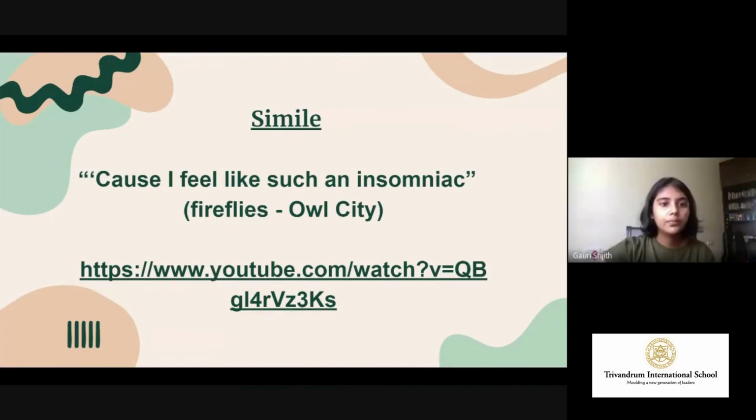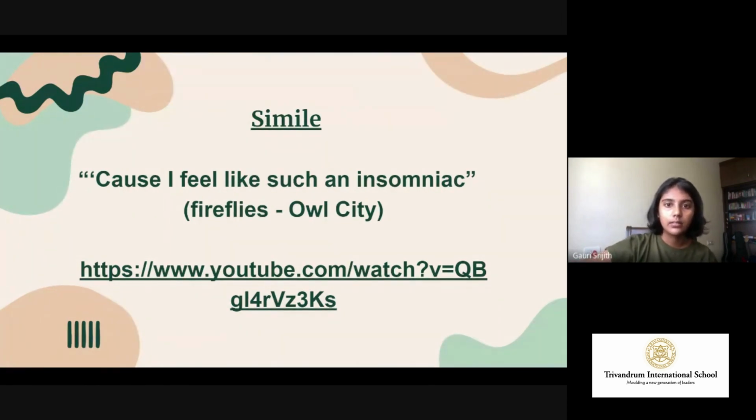"Because I feel like such an insomniac." This is a line from Fireflies by Owl City. It's a simile because it's comparing 2 different things using the word like; you can also use the word as. You can see that he's comparing himself to an insomniac because he doesn't get enough sleep.